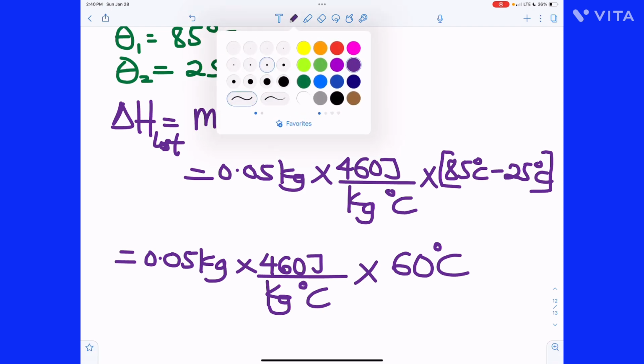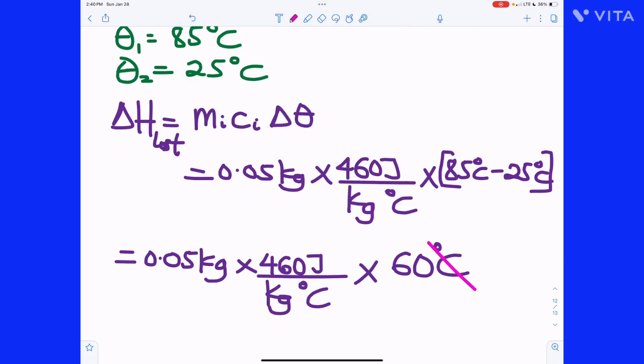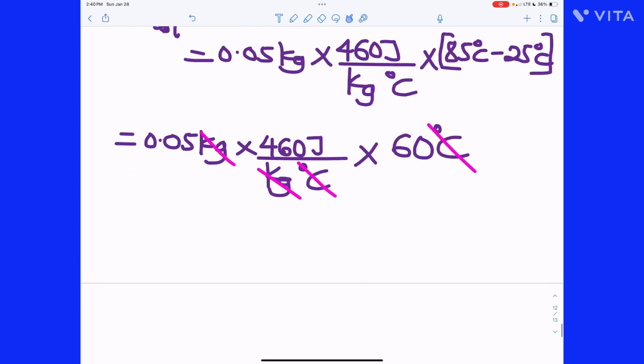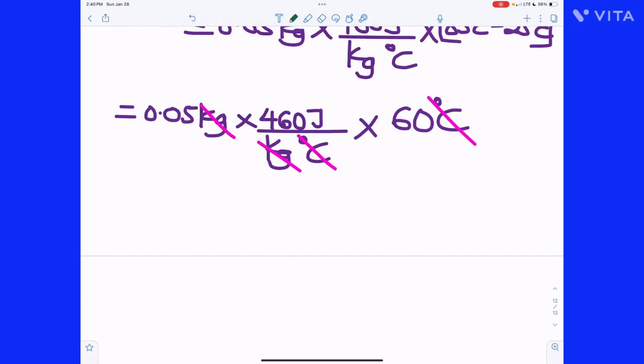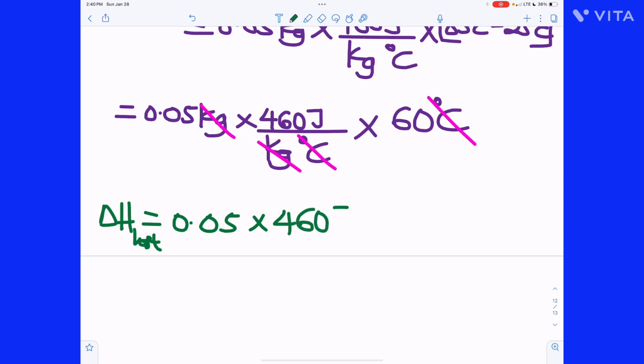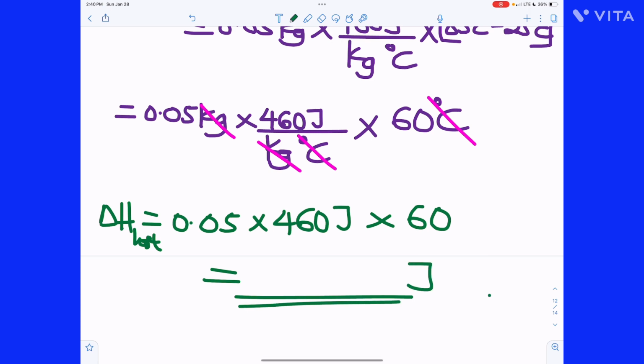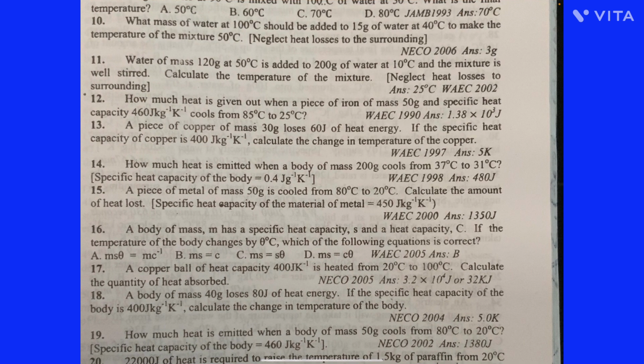So as you can see, units cancelling out. Degrees Celsius, we take out degrees Celsius. Kilogram, we take out kilogram. Everything left should be in joules. You now multiply. Delta H, heat lost, is 0.05 times 460. Joules is the only SI unit left, times 60. You put your values together, you get your answer in joules. It's as simple as that. Okay.